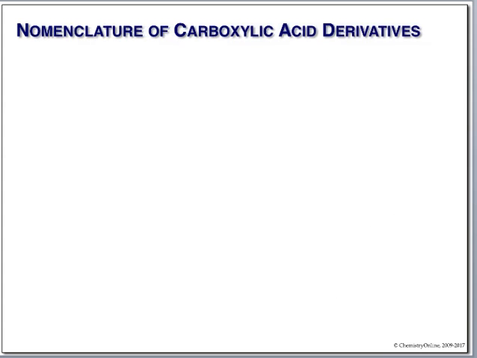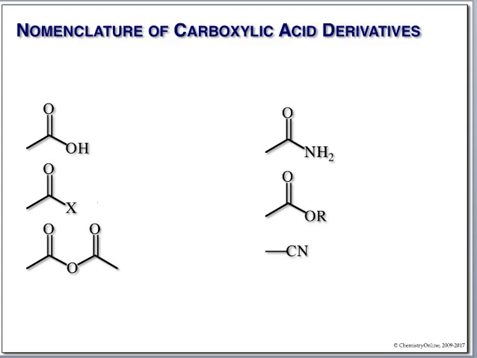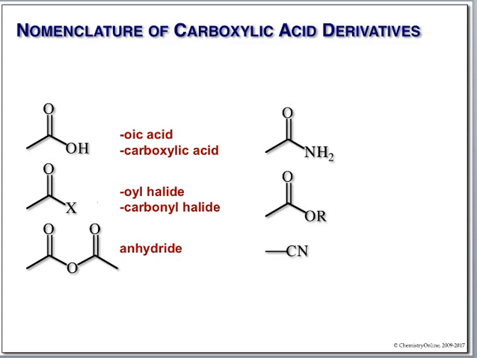Now again, there's lots of functional groups here we talked about. Carboxylic acid from chapter 20 is an oic acid or carboxylic acid. Oyl halide or carbonyl halide. This is just an anhydride. This is an amide or a carboxamide. Oate or a carboxylate. Nitrile or an onitrile.